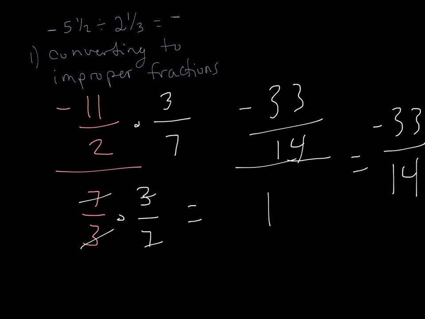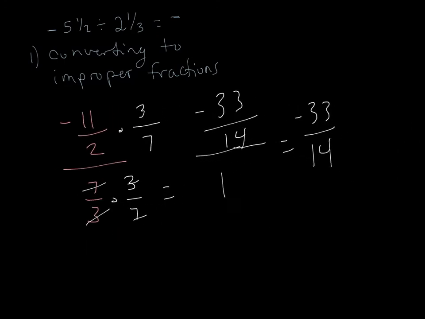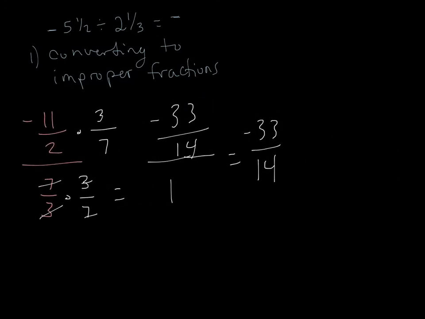And then we can convert to a mixed number if we like it that way. I think that would end up being equivalent to something like negative 2 and 5/14. So this right here in the denominator, that's why we keep, change, and flip.